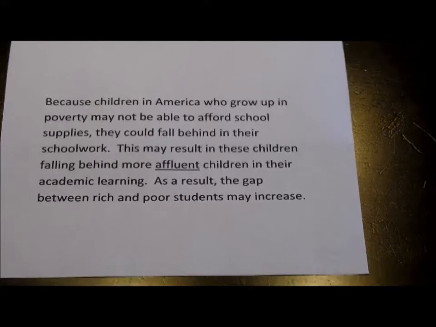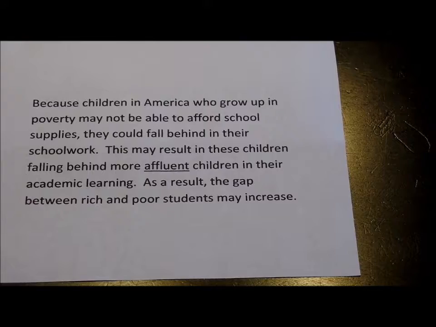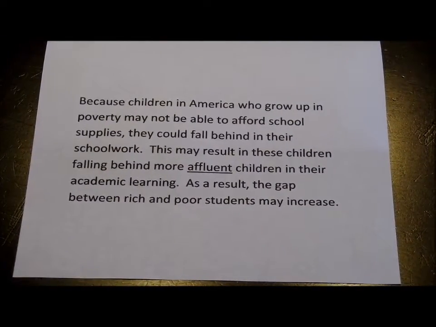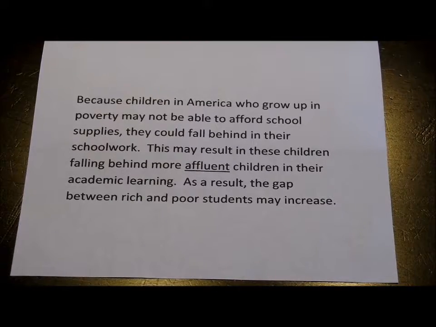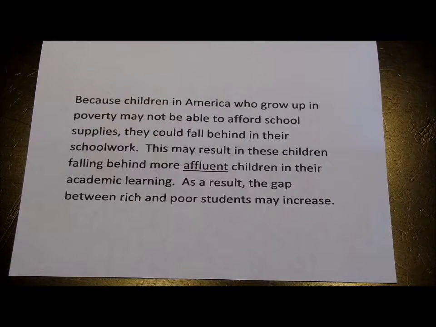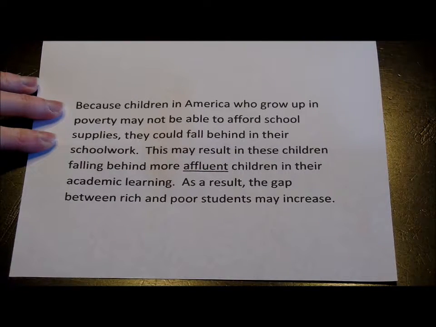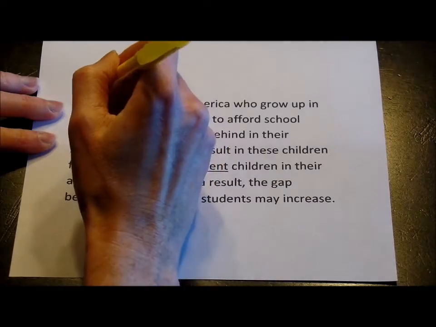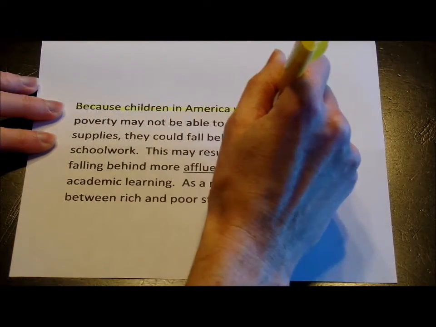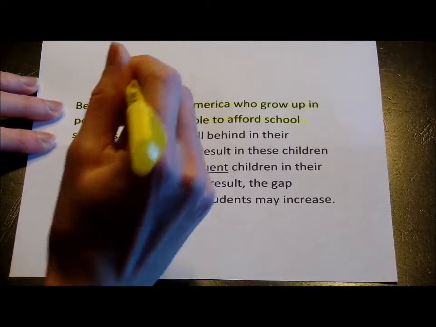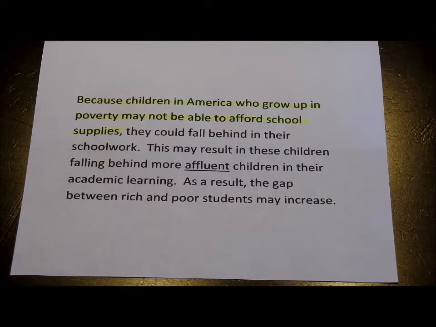And if they can highlight within the paragraph those 4 areas using their 4 colors, then they can be pretty confident that the statement they have written is a complete challenge statement. So in this case, I want to highlight the fact from the future scene in yellow. And that would be this: because children in America who grow up in poverty may not be able to afford school supplies. Notice I had to change the words a little bit. I started with the word because, and then I'm just using my transition as a comma.